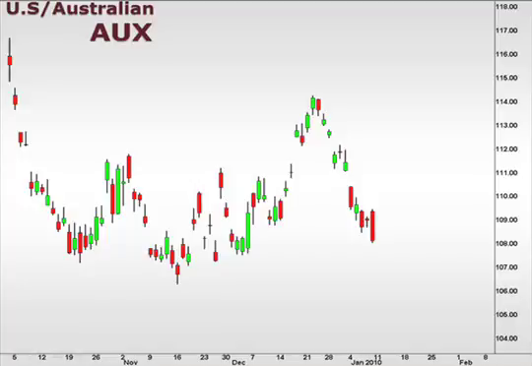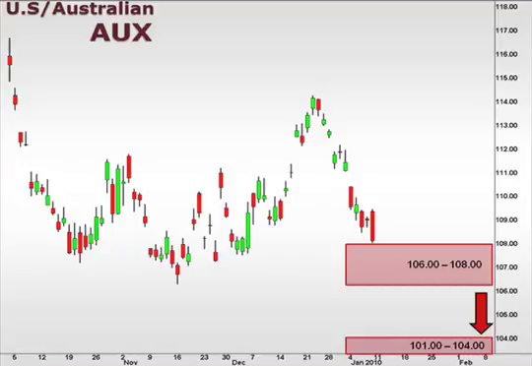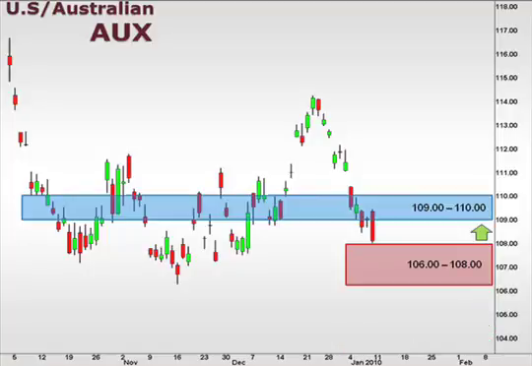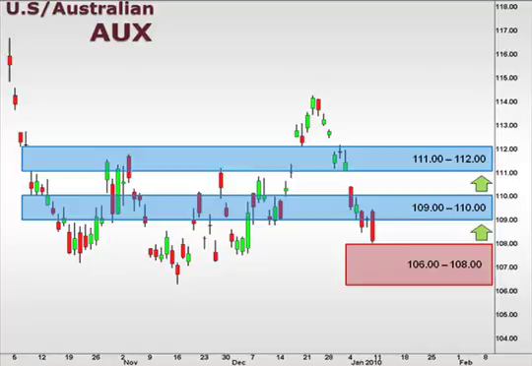Well, the US dollar continued to slide against the Australian dollar, as seen here in the pair value AUX. Now, the 106, 108 focal zone is an important support, and any break below 106 may result in a drop as deep as the 101 to 104 box. The pair needs to break back above 109 for us to resume a bullish outlook, in which case the 111, 112 box poses a strong overhead resistance.